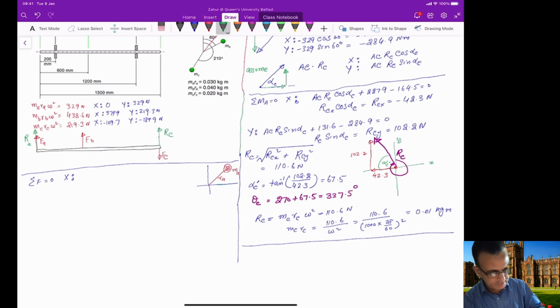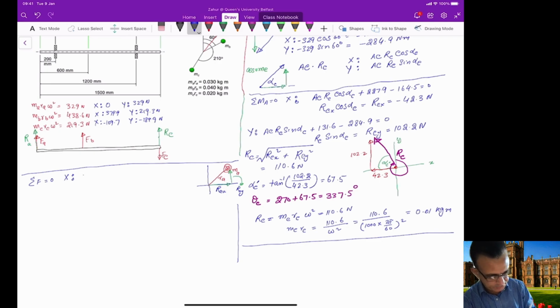Okay, so if we apply the summation of all the forces in the x direction here, we know that we can split this into two components. One is RAX and one will be RAY. So this is our RAY. So our RAX, RAY, you can call it. You can call this RAX and RAY.